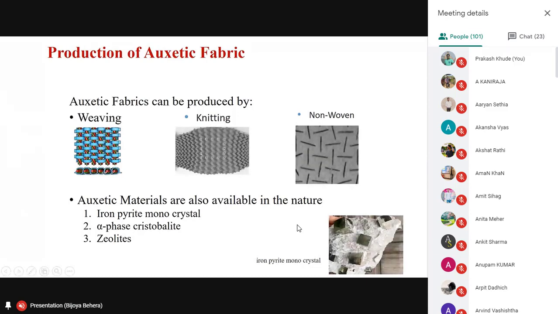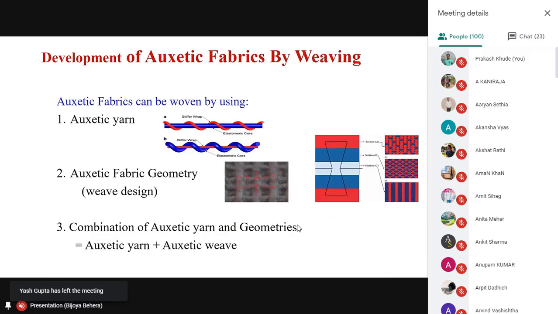I also do not know much about non-woven auxetic fabric, but people in different countries have developed auxetic non-woven as well as auxetic knitted fabric, for which you need very special machinery. But an auxetic woven structure you can produce on a conventional weaving machine. So how can auxetic fabric be produced? Auxetic fabric can be produced in 3 different ways.